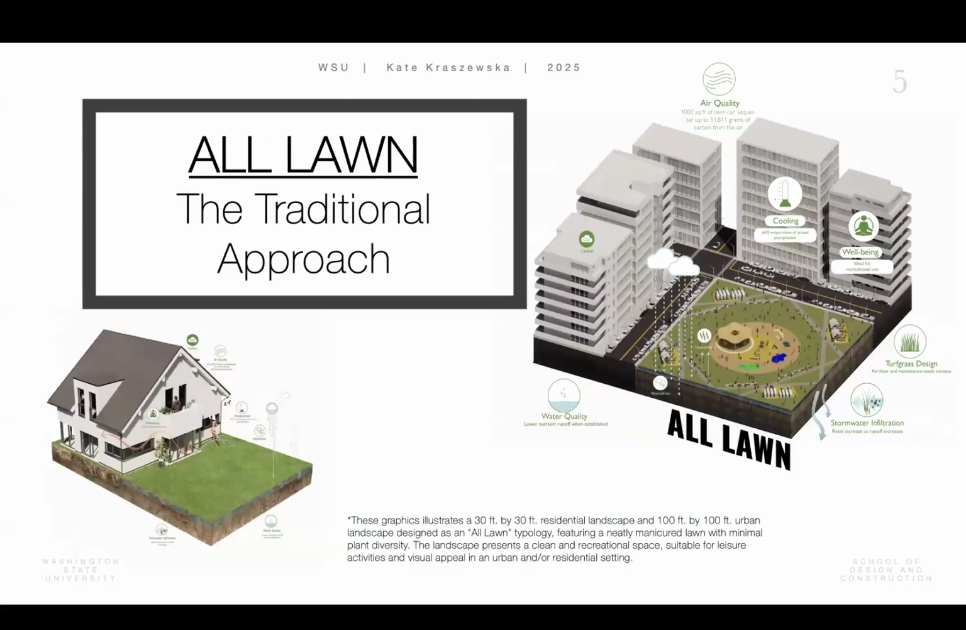So let's start with the traditional all-lawn approach. Our analysis shows that this typology excels in providing recreational space and societal benefits. It's ideal for community gathering and various activities. The evapotranspiration rate from well-maintained lawns does provide a cooling effect in urban environments, as well as residential.